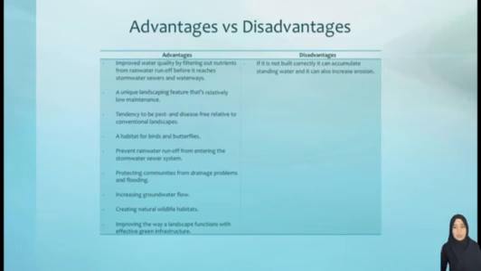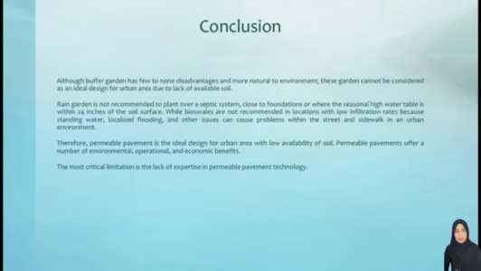effective green infrastructure. It has one disadvantage: it can accumulate standing water if it is not built correctly, and also it can increase erosion. As a conclusion, although the buffer garden has few to no disadvantages and is more natural to the environment, this garden cannot be considered an ideal design for urban areas due to the lack of available soil.